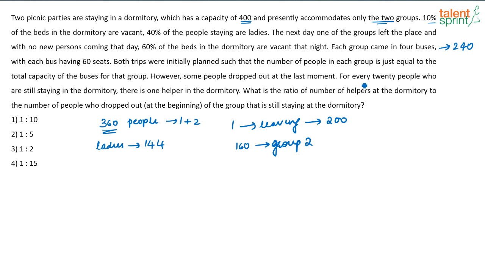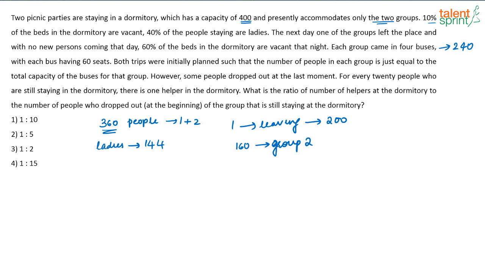Okay. Now, for every 20 people who are still staying in the dormitory, there is 1 helper in the dormitory. What is the ratio of the number of helpers at the dormitory to the number of people who dropped out of the group that is still staying in the dormitory? So how will you solve this? So this is what is given to us.